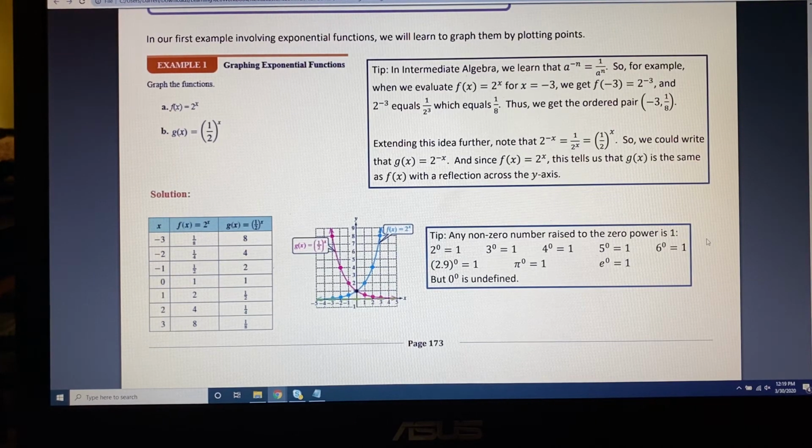2.9 raised to the 0 equals 1. Pi raised to the 0 equals 1. E raised to the 0 equals 1. But 0 raised to the 0 is undefined, and you'll learn why in calculus.